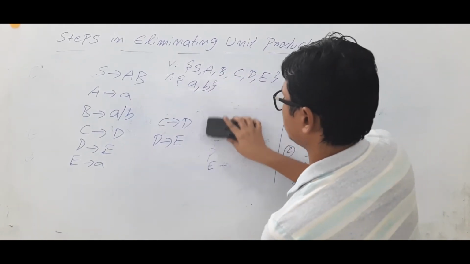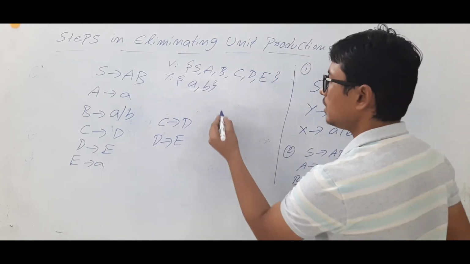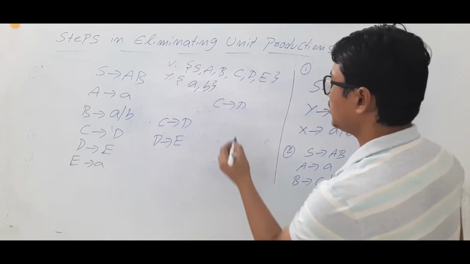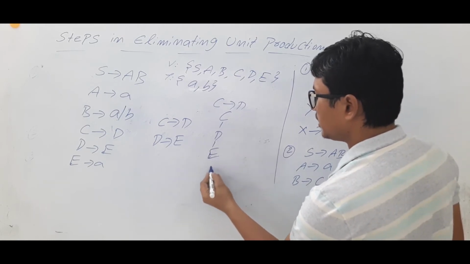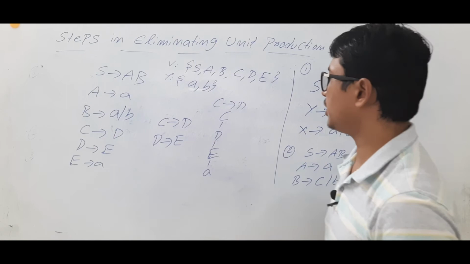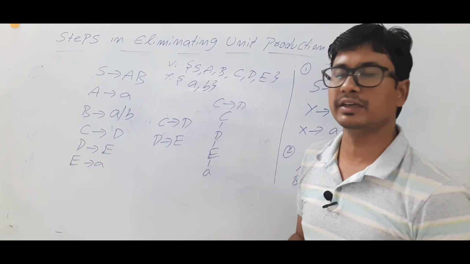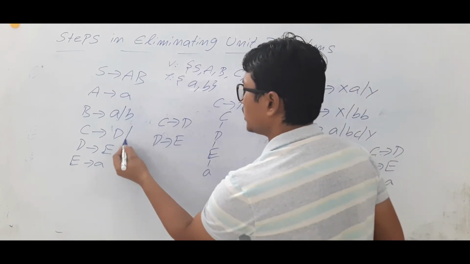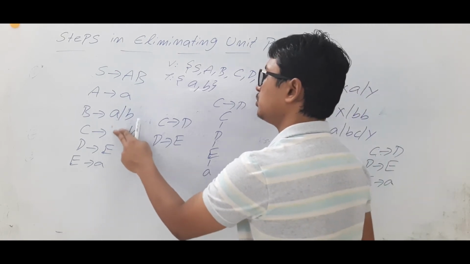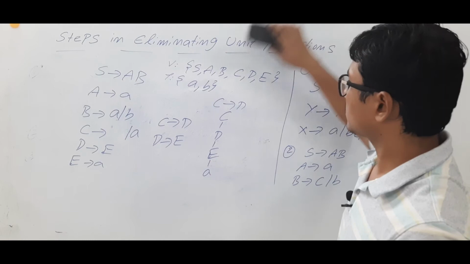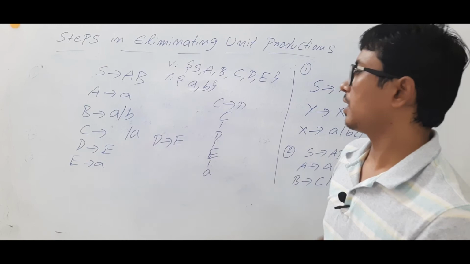Now I want to remove the production C determines D. If I remove C determines D, then C is able to determine D, D is able to determine E, E is able to determine A. So if I remove C determines D, I will lose the opportunity of C being able to generate A. So we should add this A to the given production, and now you can follow step 2. Just remove this production C determines D. Done. So we have eliminated C determines D also. Is it clear?